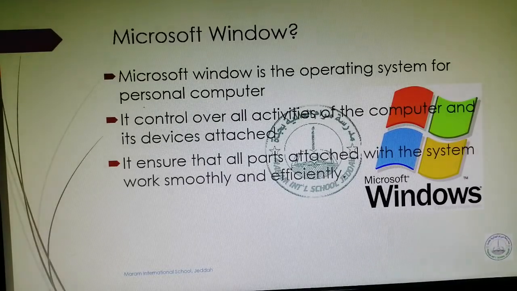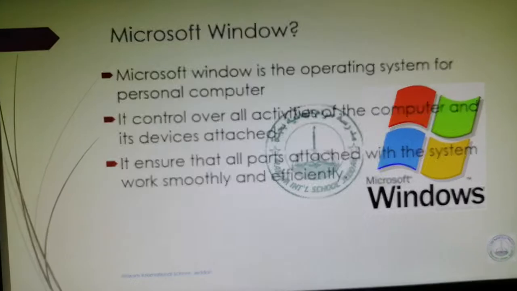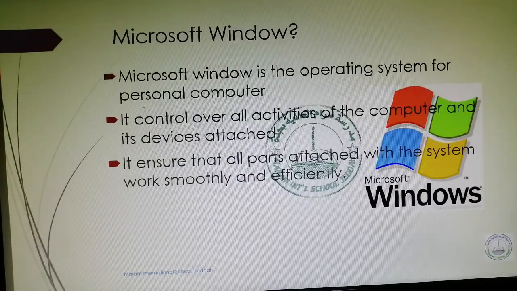Let's start. What is Microsoft Windows? Microsoft Windows is basically an operating system, which I have already explained to you in the class. So this operating system is basically a bridge between the hardware and the software, which will control the overall activities of the computer system. It ensures that all the devices which are attached to the computer system work efficiently and smoothly. So this is a bridge between the hardware and the software.